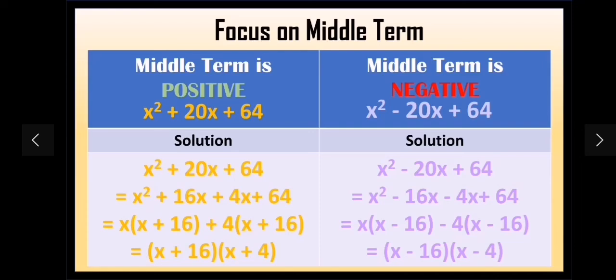So now we are having two binomials, and one binomial is common, x plus 16, so we are writing it one time, and the next binomial is x plus 4. So this is how I have factorized x square plus 20x plus 64. Similarly, the negative one where the middle term is negative, I have solved that also, and you can see the same solution is there, but the signs are minus, that are negative signs.